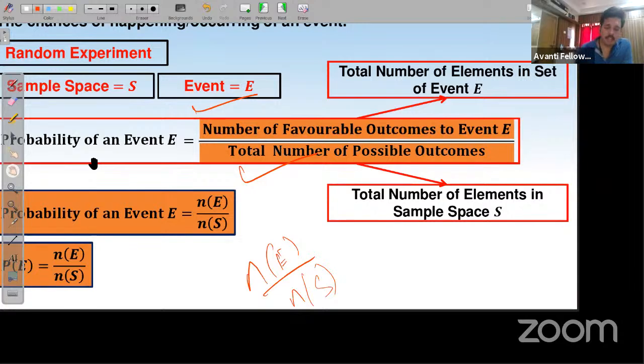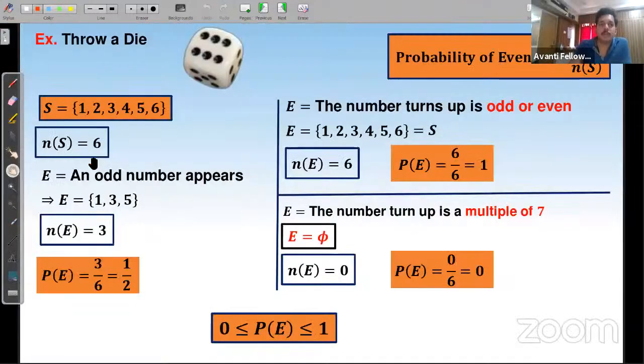Please remember it and understand how it works. So, throwing a die. What is the question asking?